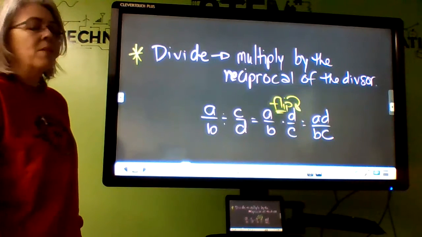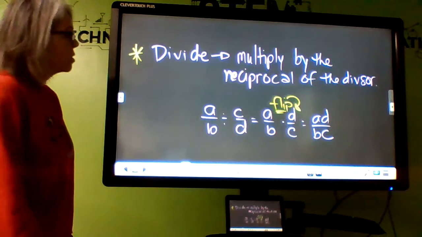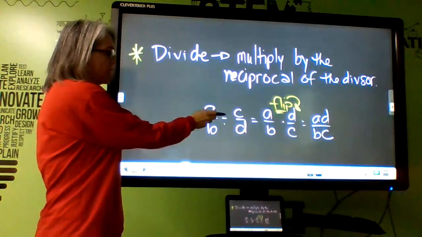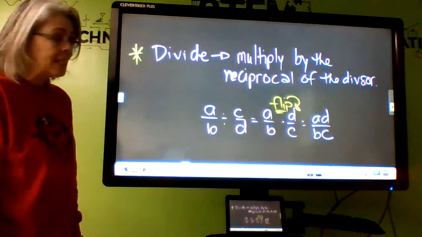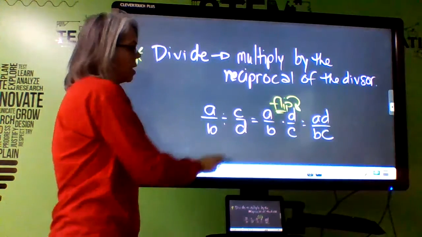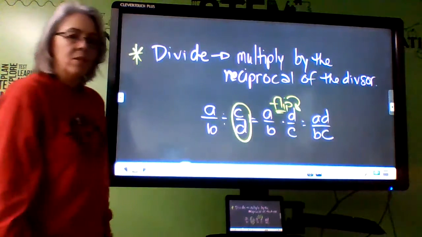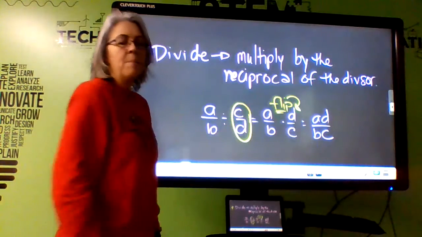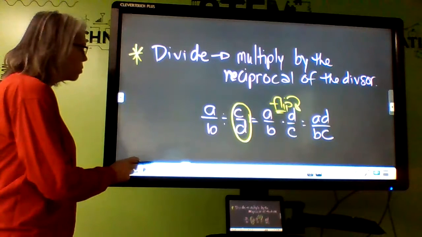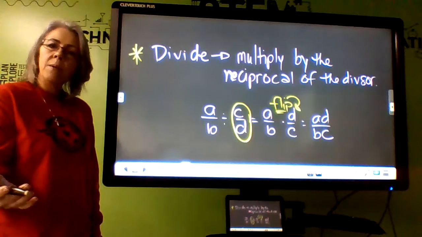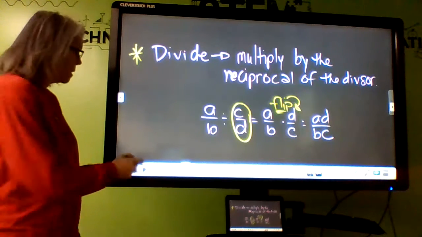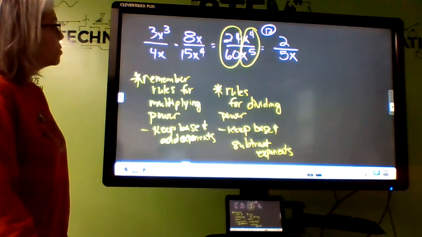To divide, multiply by the reciprocal of the divisor. So if you have A divided by B divided by C divided by D, you get A over B times D over C. We flip the divisor, so you end up with AD divided by BC. Okay, that's a little bit of a recall to make sure you remember the rules. These are more complicated problems because you're dealing with polynomials, but all of the rules still apply. So here's our first example.